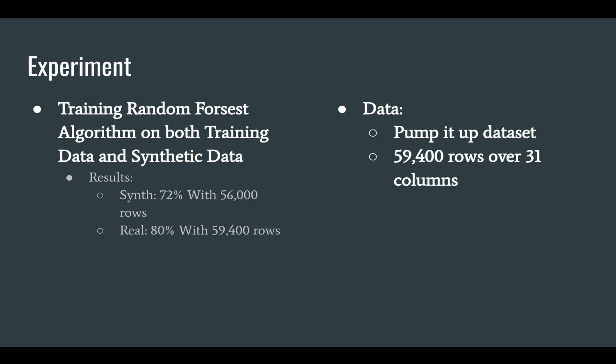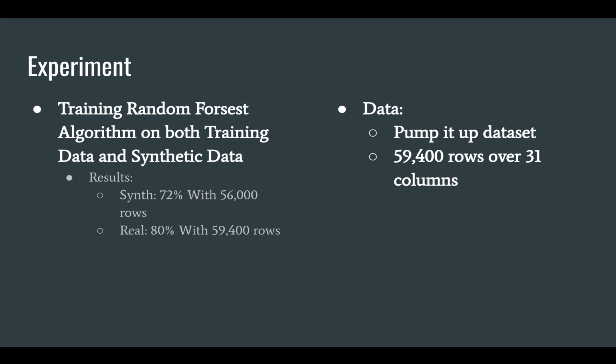So for my experiment, I trained a random forest algorithm on both my training data as well as my synthetic data set. And my results were, I found them to be very remarkable. My synthetic data set with only 56,000 rows was able to classify whether a well was functional, non-functional, or needed repair with 72%. And with my real data set, with nearly 60,000 rows, I was able to predict with 80% accuracy.